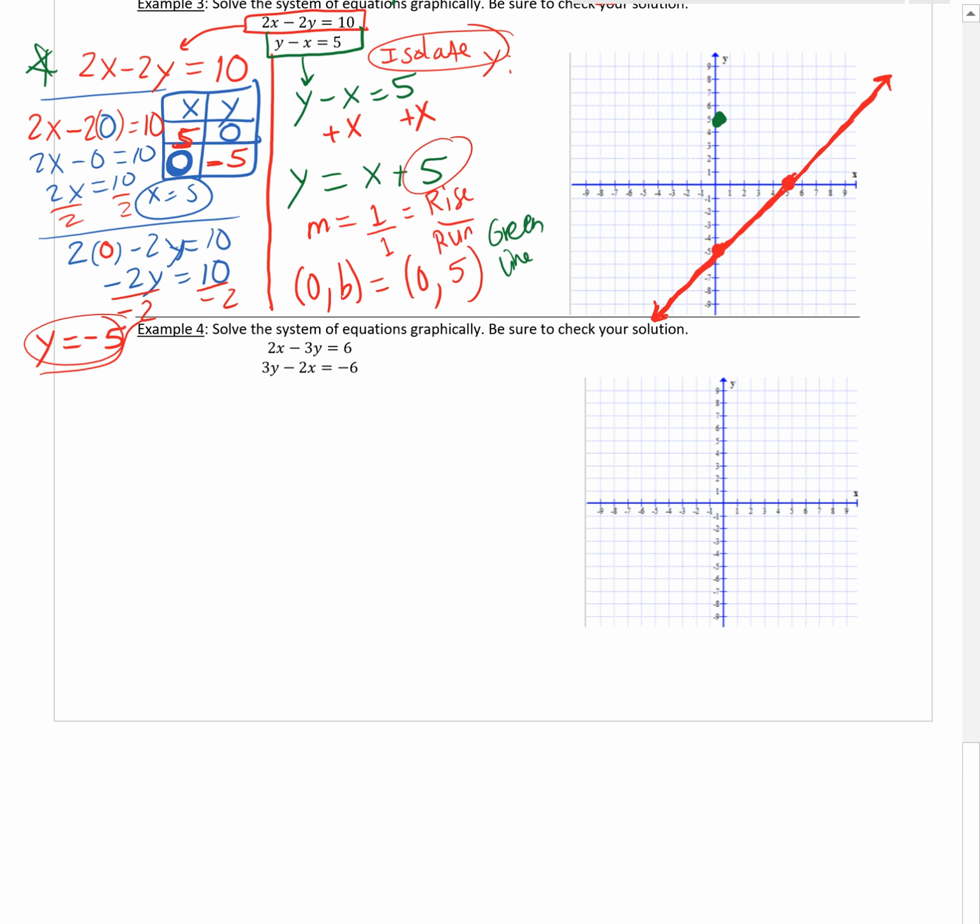Okay. And then I'm going to rise 1. Remember we said it's misleading because rise could mean up or down. But since it's positive 1, I'm going to go up from there. Up 1. And run, it's also a positive 1. And on the left-right direction, the right is the positive. So I'm going to go right. So from that point 0, 5, I'm going up 1, right 1.